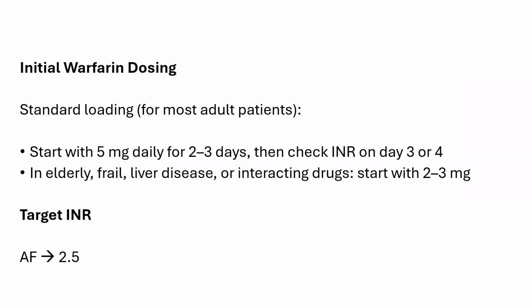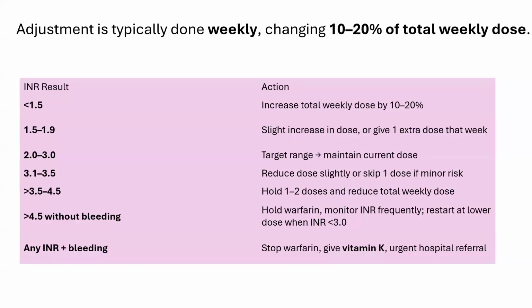So, the initial warfarin dosing. The standard loading dose for most adult patients is 5 milligrams daily for the first 2 to 3 days, then check INR on day 3 or 4. In elderly or frail patients, patients with liver disease, or those taking interacting drugs, we start with a lower dose of about 2 to 3 milligrams. If a patient has AF and a cardioembolic TIA, the target INR is 2.5. The adjustment is typically done weekly, changing 10 to 20% of the total weekly dose. So if the INR is less than 1.5, we increase the total weekly dose by 10 to 20%.